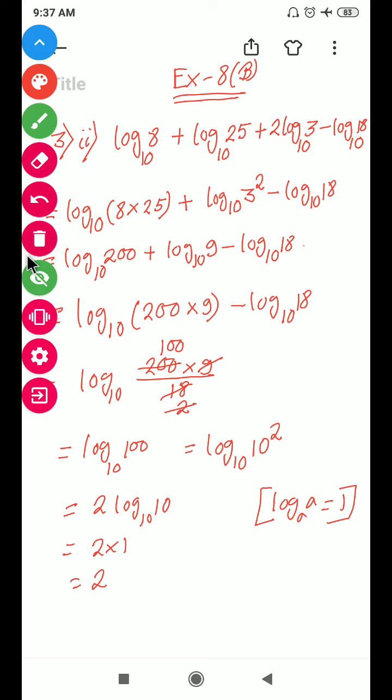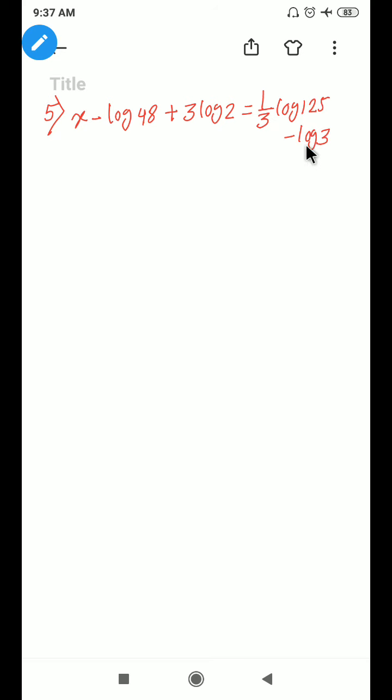Now go to the next problem. Question number 5 is given here: x minus log 48 plus 3 log 2 is equal to 1/3 log 125 minus log 3. From here you have to find out the value of x.